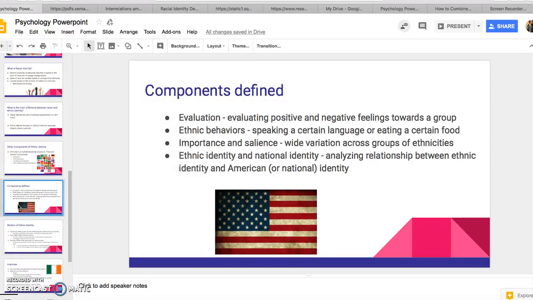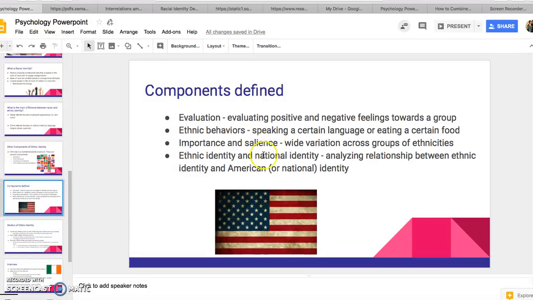So kind of defining those a little bit more. In terms of evaluation, we want to constantly be evaluating our feelings, whether they're positive or negative, towards our ethnicity. So for example, maybe somebody is part of one group but has negative feelings towards it and would rather be part of a different ethnic group. It's totally okay to feel that way, and we should validate that by constantly evaluating the way that we feel. Moving on then to ethnic behaviors. This one's pretty self-explanatory. It's just maybe speaking a certain language or eating a certain food, following a certain religion of that ethnicity.